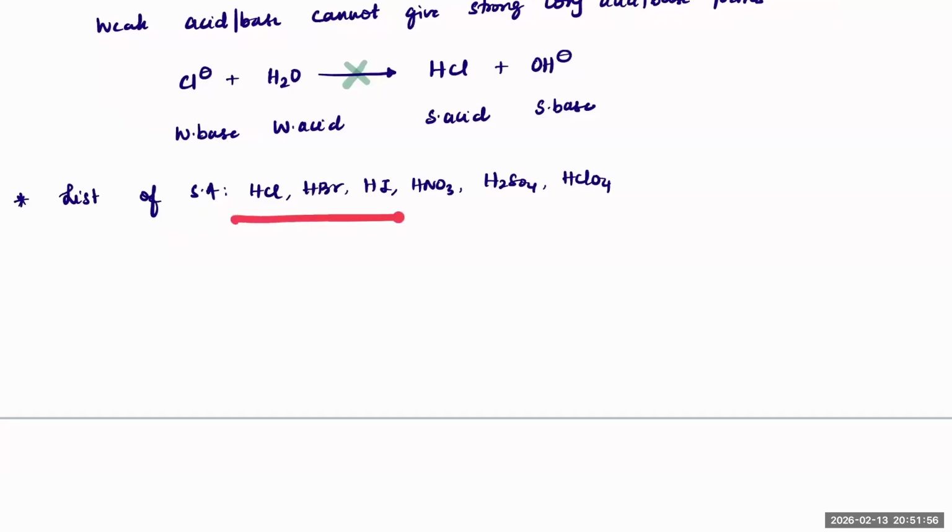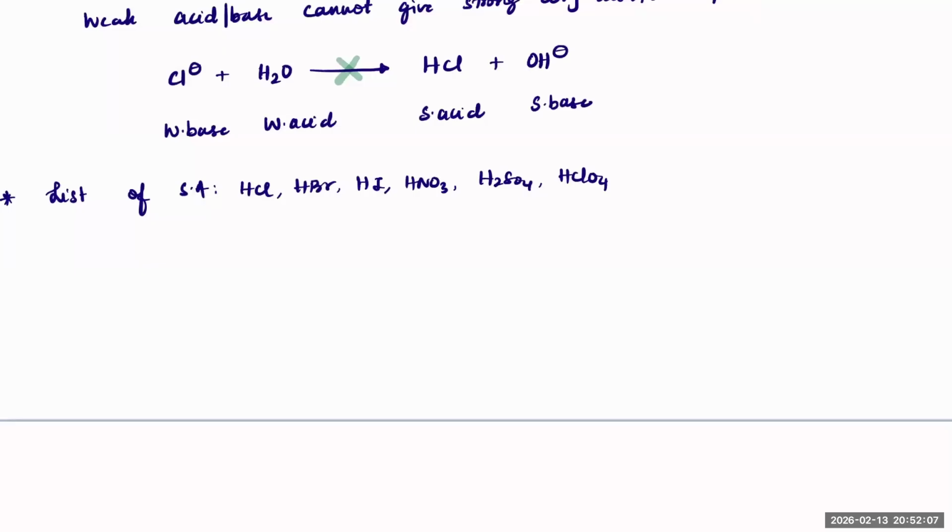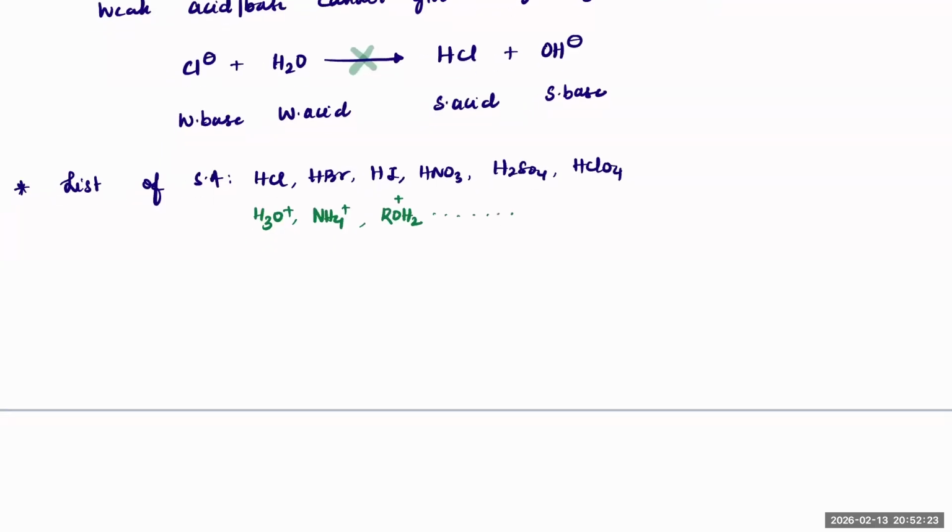These are direct acids. But the ones which are coming from a weak conjugate base can also be strong acids. For example, H3O+, or NH4+, or ROH2+ from an alcoholic point of view. So these are all going to be strong acids.